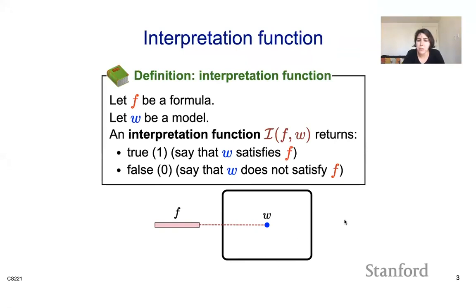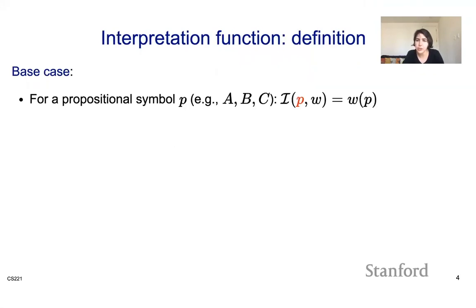The way we define an interpretation function is recursively, in a similar way to how we defined our syntax. We start with propositional symbols. We have these propositional symbols A, B, and C, which take Boolean values. The interpretation function of each propositional symbol P and a model W is just going to return W of that propositional symbol. Remember, W is an assignment to these.